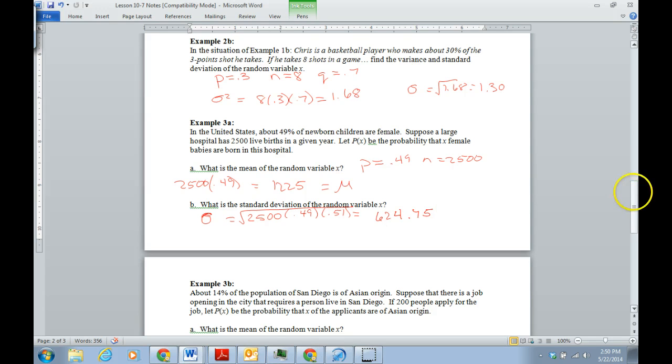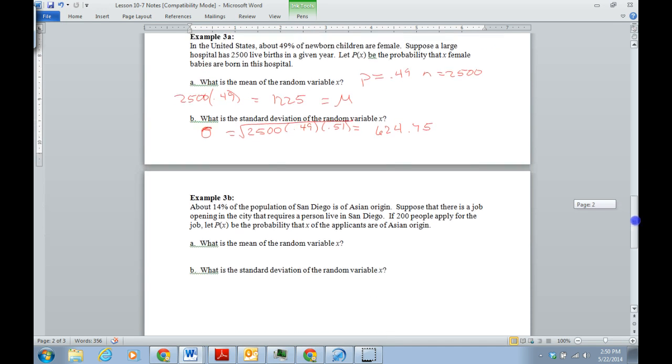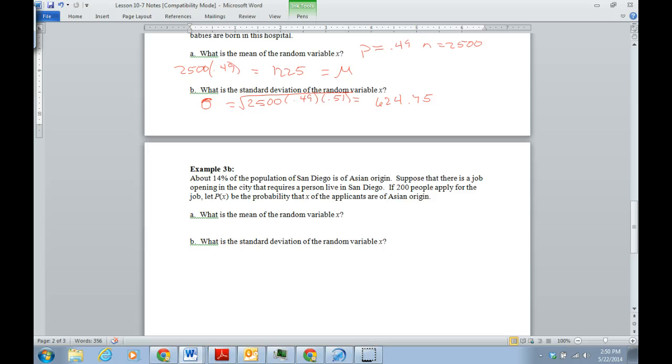Okay. Double check that for me. I can't remember if I took the square root of that or not. This would be the square root of this. And what did you say, 24.995? Okay. I forgot to take the square root of it. But you wrote it over there. So, okay, no, 620.